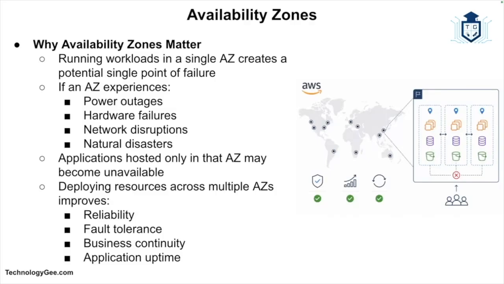Now, why is this so important? Well, let's say your application is running in one availability zone and that AZ goes down. If you only deploy it there, then your application is down. But if you deploy it across multiple AZs, then AWS can automatically fail over, keep your application running, and maintain uptime. And this is what AWS calls high availability.